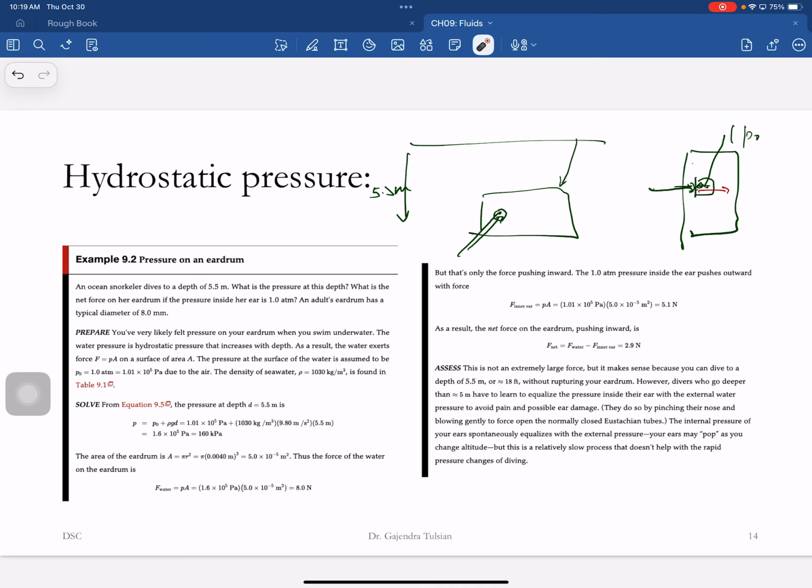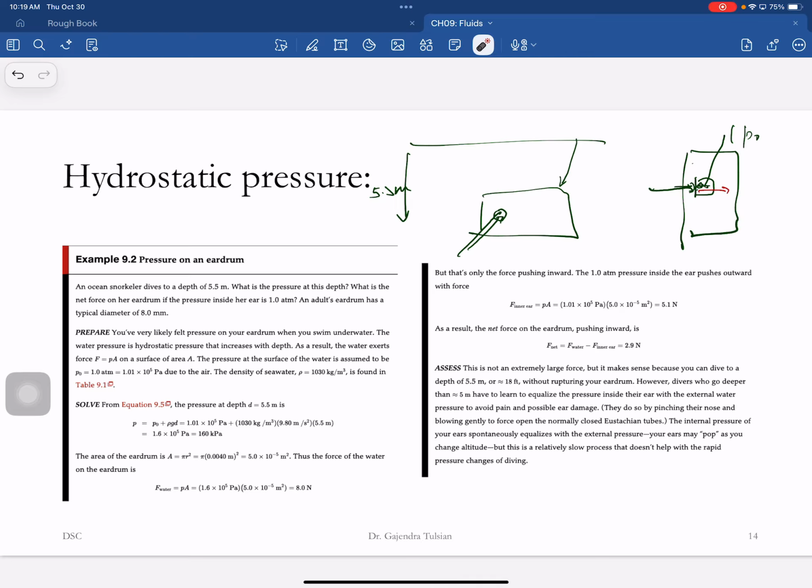Okay? Well, there's 1 atmosphere trying to save you. So what is that force? The 1 atmosphere is trying to save you, and that's about 5 newtons. So the net force on you, the water minus the air, is 3 newtons. But that's still painful. How do you fix that? Somehow you have to balance out the internal pressure with the external. How do you do that?